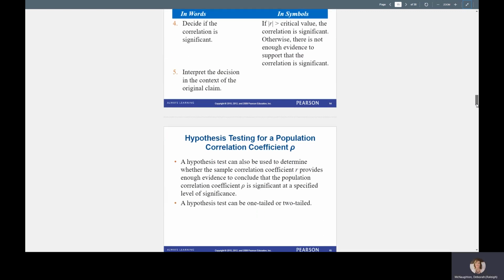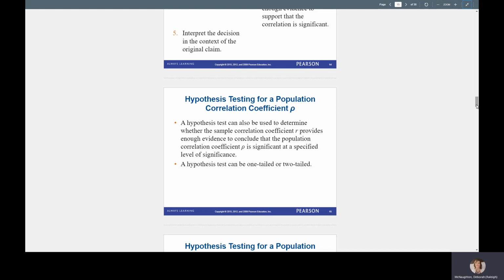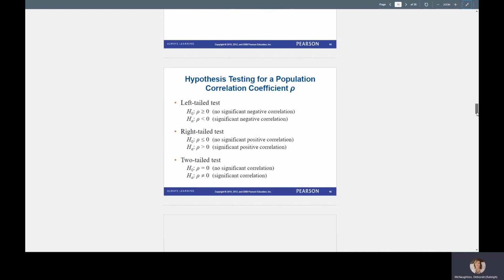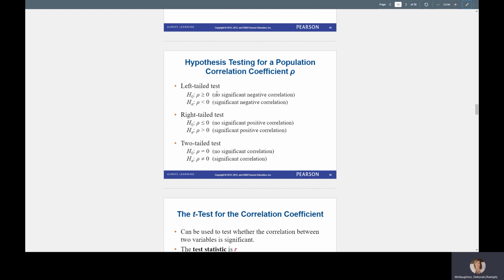We can also do hypothesis testing of a population correlation coefficient. So a hypothesis test can be used to determine whether the sample correlation coefficient provides enough evidence to conclude that the population coefficient is significant at a specified level. And that hypothesis test can be one or two-tailed. And it looks like this. So this looks like what we did in chapter 7.